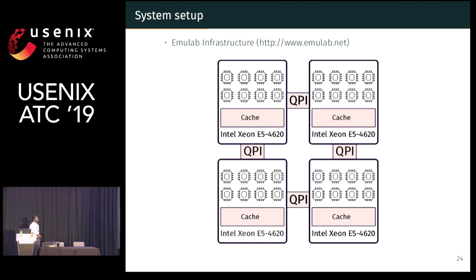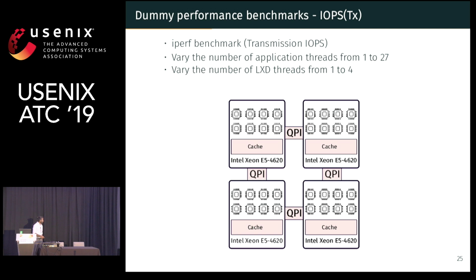We run our experiments on the MLab infrastructure. Typically, we run our experiments on a 4-socket, 32-core Xeon server. We evaluated the dummy network driver by running iperf benchmarks. We measured the transmission I/O operations per second. We varied the number of application threads from 1 to 27.